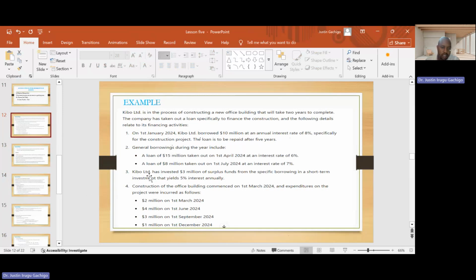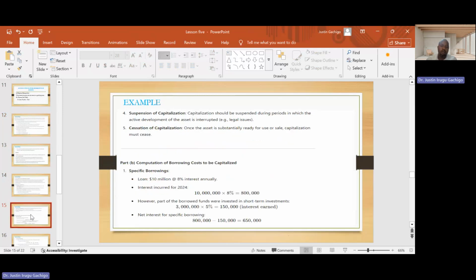But we are also told Kibio Limited has invested 3 million of surplus fund from the specific borrowing in a short-term investment that yields 5% interest annually. So how should we go about this? First, calculate the total interest. The interest incurred will be 10 million times 8%, which is 800,000, because that's annually. Then the interest income from the amount invested: 3 million times 5%, which is 150,000. So the net interest from the specific borrowing will be 800,000 minus 150,000, which gives 650,000. So 650,000 is the one that is going to be capitalized.